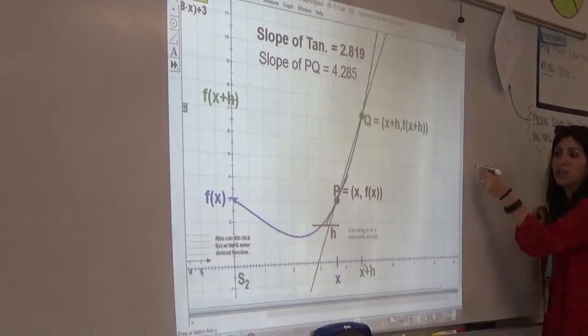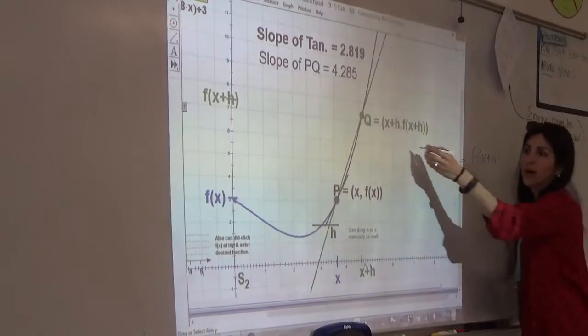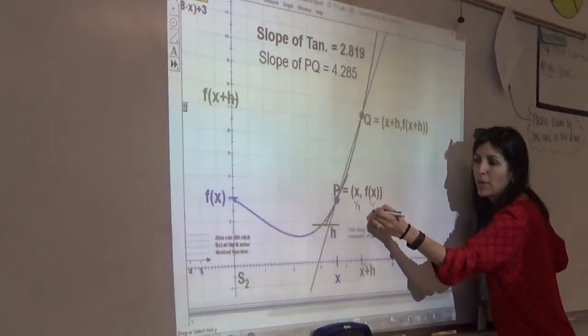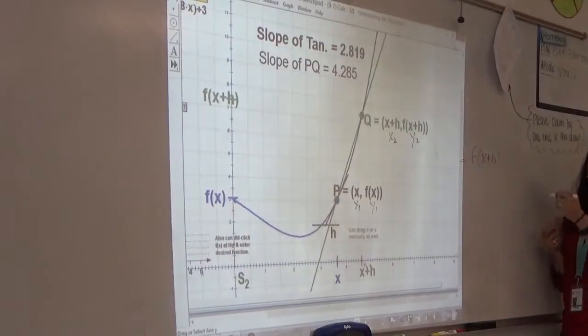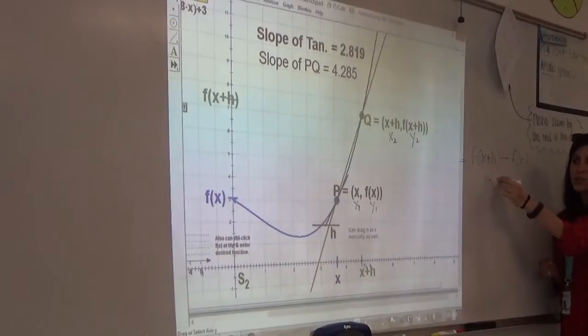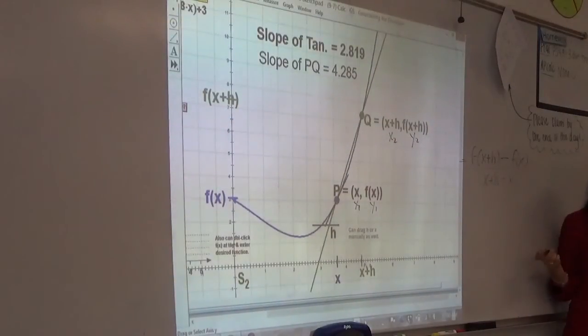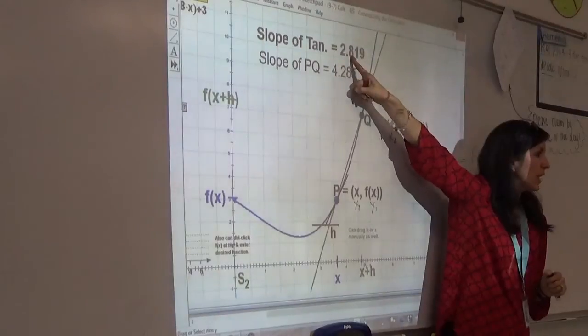Simply taking a slope formula of y2, by the way, here's x1, y1, x2, y2. So they're just saying, well, I've got a y2, let me subtract y1 and divide by x2 minus x1. That's what the computer is doing behind the scenes to get 4.285. What we're unclear of right now is what it's doing behind the scenes to get 2.819.